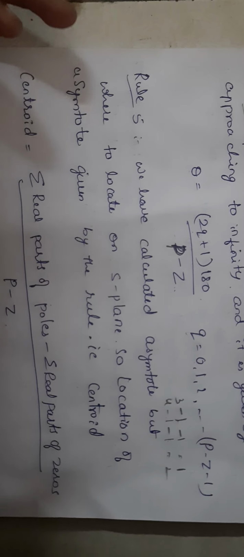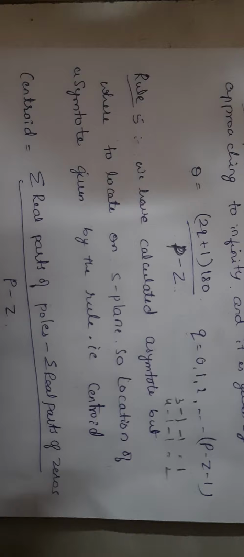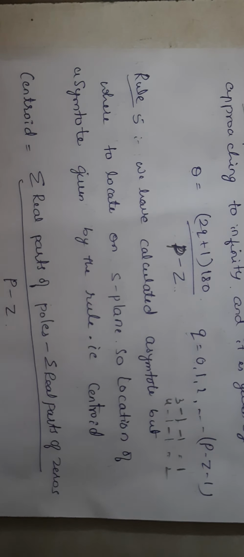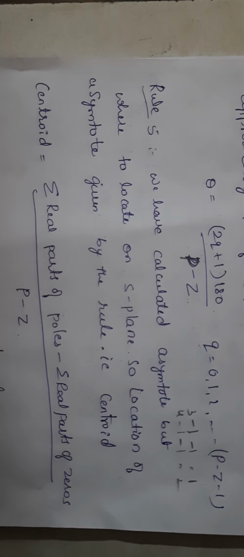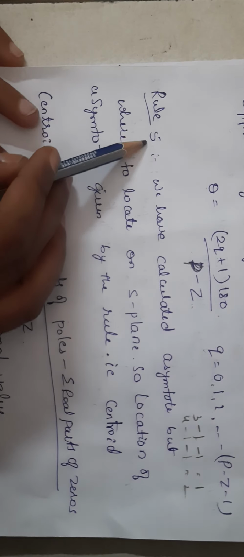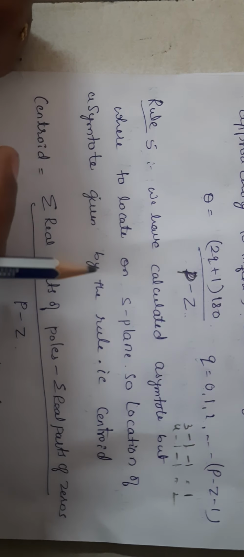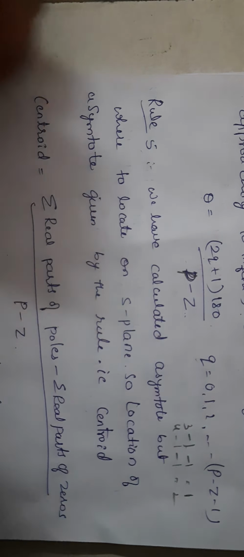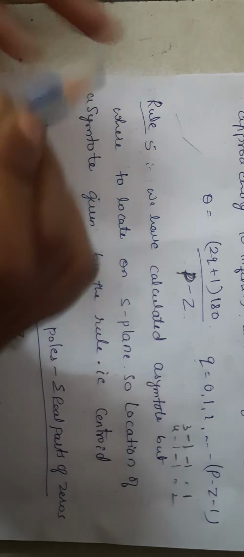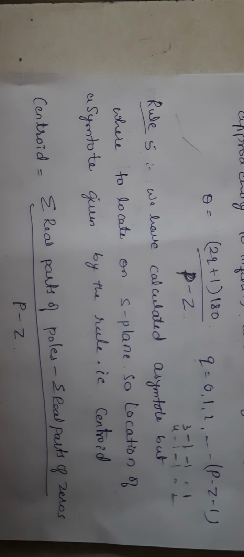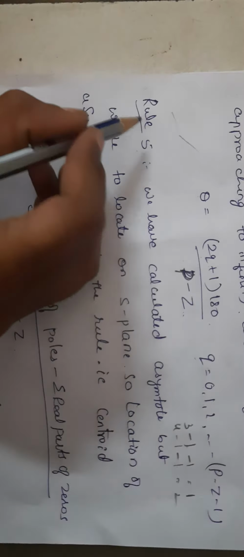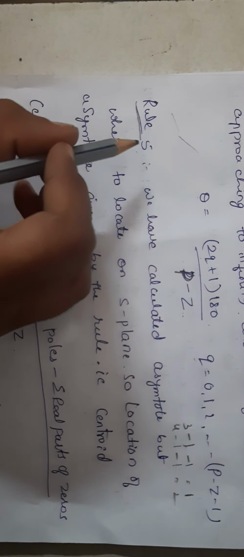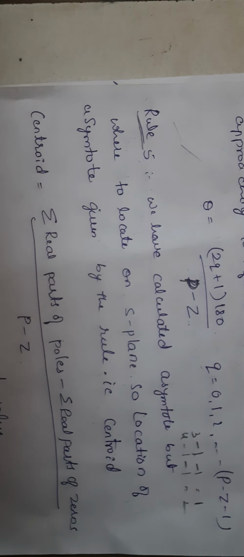Okay, next is rule number 5. You will come to know how they can be placed and drawn in the root locus while solving the problems. In the previous rule, number 4, we calculated the asymptotes. Now in rule number 5 we will calculate where they have to start. There are two asymptotes, but where the branches of the asymptotes have to start, for that we have to calculate a point on the real axis.